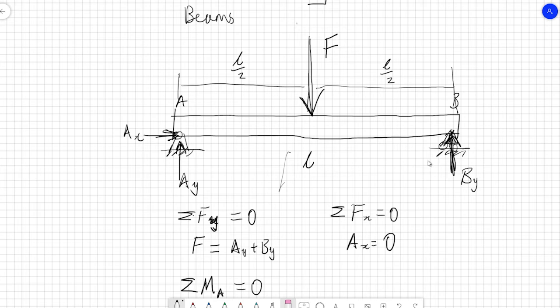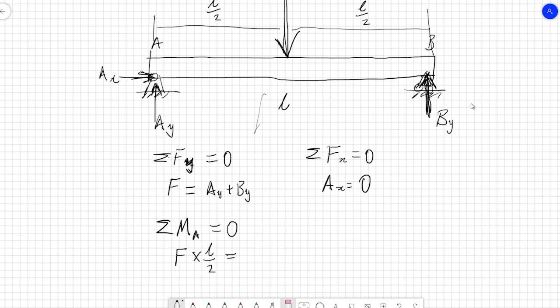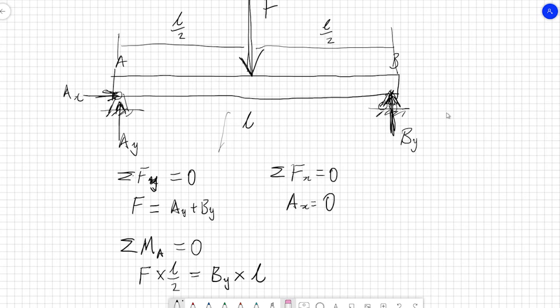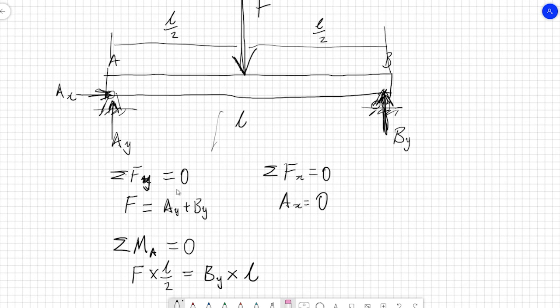So there's a counterclockwise moment generated by By times L, and a clockwise moment generated by F times L over 2, which are turning in opposite directions. So they cancel out, and that keeps the beam stationary. So F times L over 2 has to equal By times L. So this is the state of equilibrium of the beam.